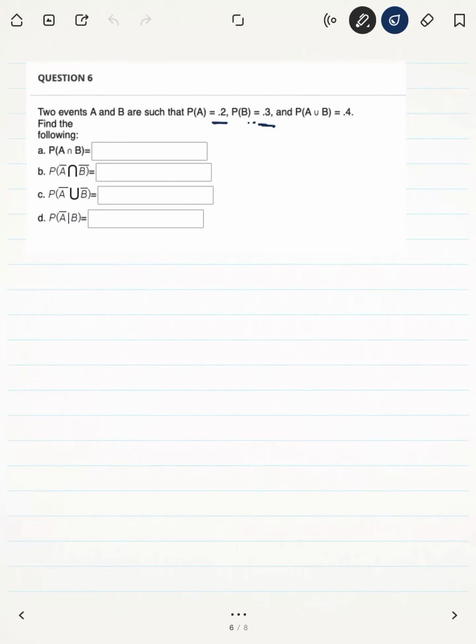Okay. Question 6. We were given the probability of A, probability of B, and the probability of the union. The question is asking for probability of A intersect B using the additive rule. So the probability of the intersection is probability of A plus probability of B minus probability of A union B. So this is going to be 0.2 plus 0.3 minus 0.4, so it's 0.1.